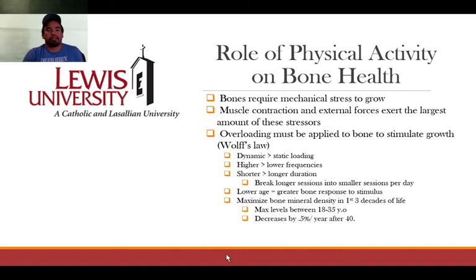So the role of physical activity in bone health, as we just talked about, how as we age and we decrease physical activity, which can lead to a decrease in osteoblastic activity. Physical activity is pretty important, right? Bones require these mechanical stresses to grow and to stay strong and to maintain bone density. Thus, physical activity is important. And these muscle contractions and external forces that are exerted are the largest provider of these stressors. Thus, overloading must be applied to bone to stimulate growth.